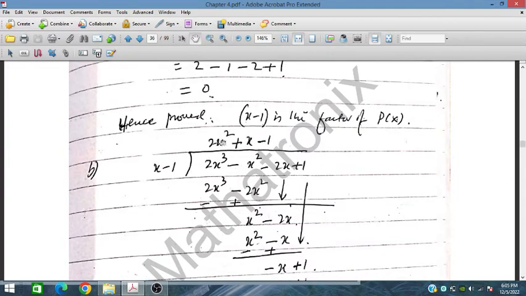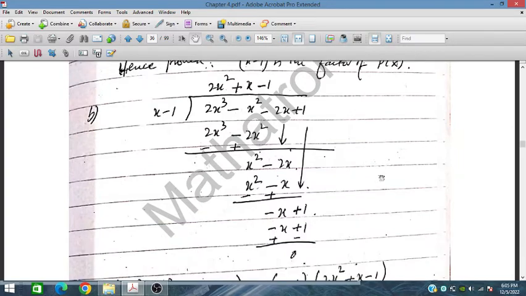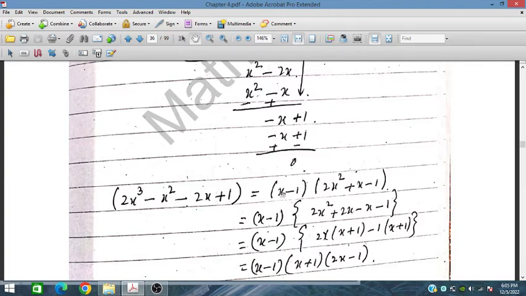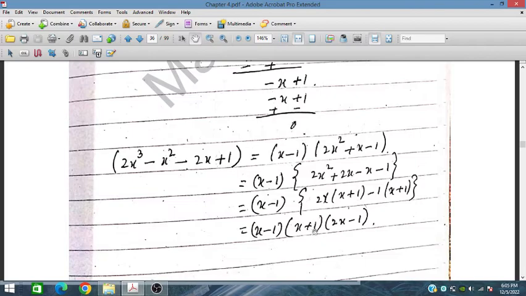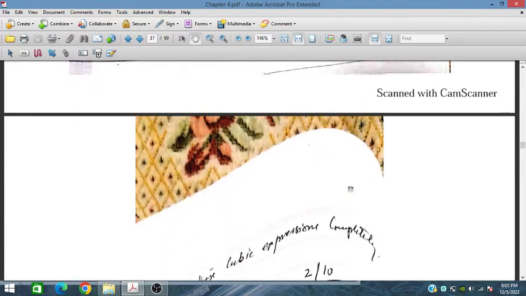So this is the quotient, and this is one factor, this is another factor, and we can further factorize it. So this 2x squared plus x minus 1. So this polynomial has this factor. One factor is this, and the other one is this. So we can factorize it, and by factorization, the middle term is obtained by this one, and then finally x minus 1, x plus 1 into 2x minus 1. This is the solution. So this is question number 1.